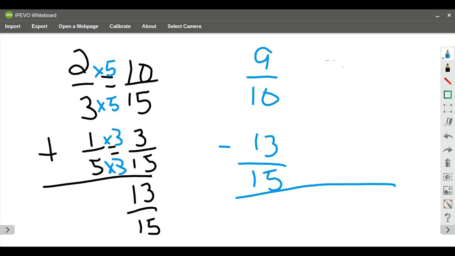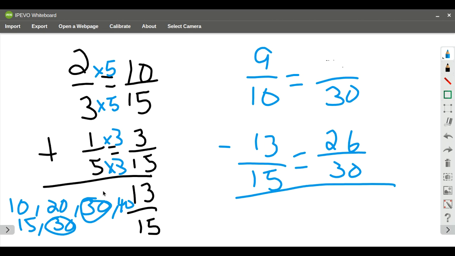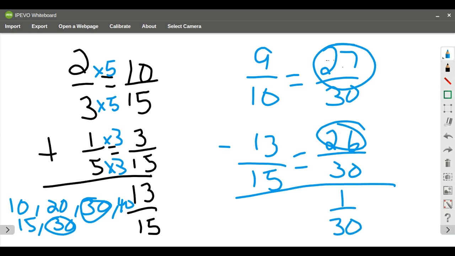So I'm going to list out multiples. When I list out my multiples, I'm going to do them over here. I'm going to stick with blue. So I have 10, 20, 30, 40. Stop there. I have 15, 30. There's my multiple that I have in common, so I can stop. So for 13/15ths, I multiply 15 times 2, so 13 times 2 is going to be 26. And then to equal 30ths for the 9/10, I multiply 10 times 3, so it's going to be 9 times 3, which is 27. Subtract my numerators, and I'm left with 1/30th as my answer.